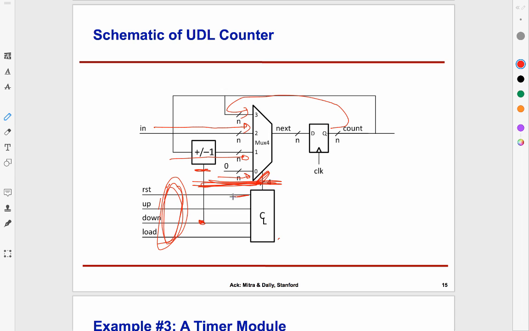So presumably in this circuit, reset will feed to the select line for 0. What about 1? We select input 1 when either up is high or down is high. So there will be an OR gate. We select in when it's a load. So for input 2, load would feed in there. And finally, if everything is low, then it is the other input. So we can create a combinational logic to make this magic happen.